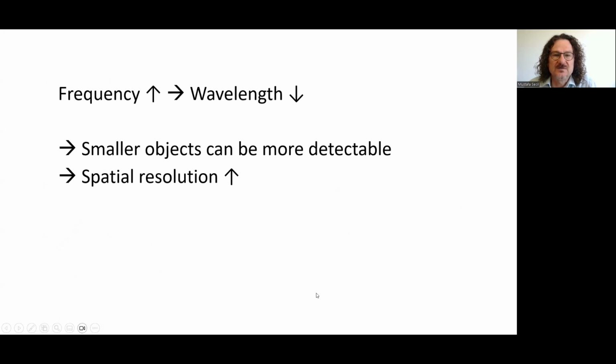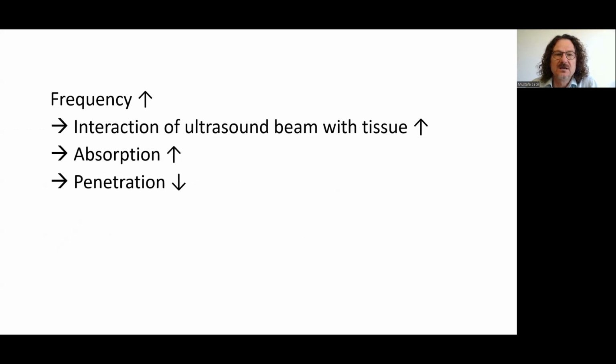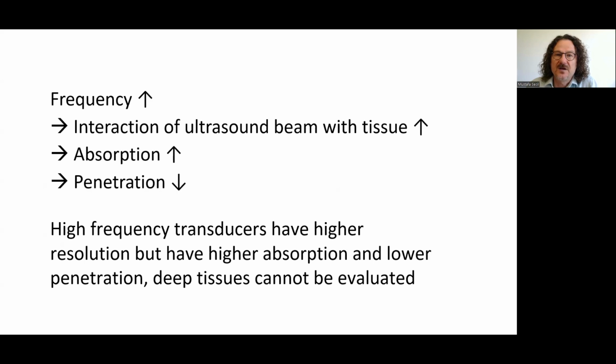With increased frequency, we know that wavelength decreases, so smaller objects can be more detectable because wavelength is the major determinant of tissue interaction. So the spatial resolution increases. With increased frequency, interaction of ultrasound beam with tissue increases, so the absorption increases and penetration decreases. High frequency transducers have higher resolution, but they also have higher absorption and lower penetration. Deep tissues cannot be evaluated with high frequency transducers.